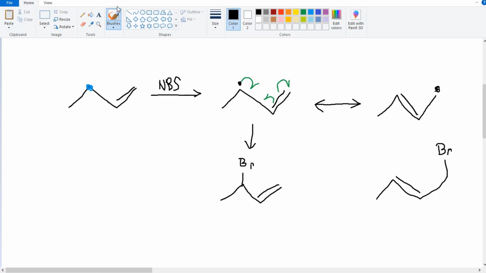Sorry, and I know I didn't draw this terribly well. I'm going to draw a little carbon here. This is a carbon. My drawings are terrible right now.